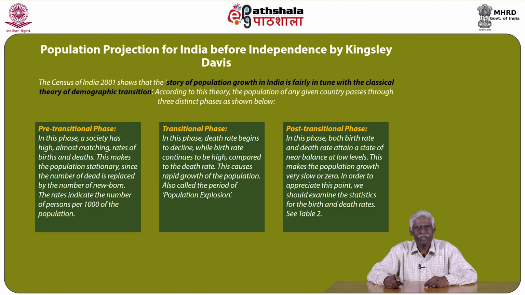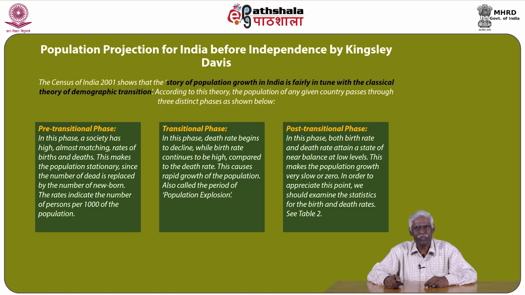The second stage is the transitional phase. In this phase, the death rate begins to decline while the birth rate continues to be high compared to the death rate, and this causes rapid growth of population. It is also called the period of population explosion. The third and last stage is the post-transitional phase. In this phase, both birth rates and death rates attain a state of near balance at low levels. This makes the population growth very slow or zero.